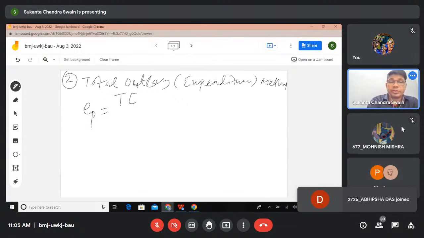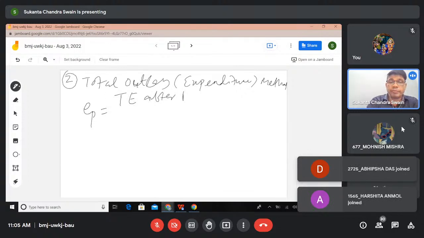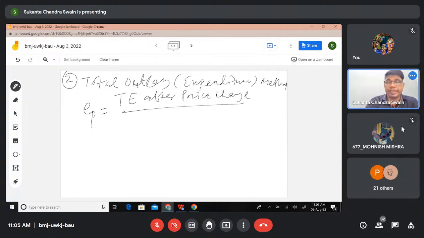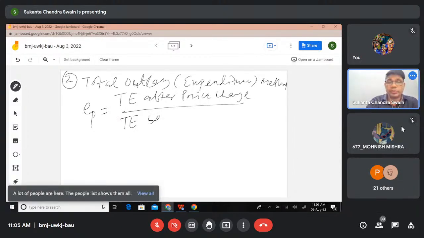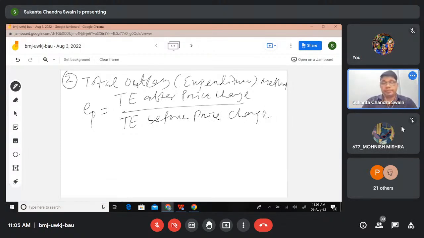total expenditure after price change by total expenditure before price change. This is the formula. This is the simplest formula. Suppose price and demand are given like this: price 10, demand was 20; price suppose 12, demand suppose 15. So we have to find the price elasticity of demand as per the total expenditure method.